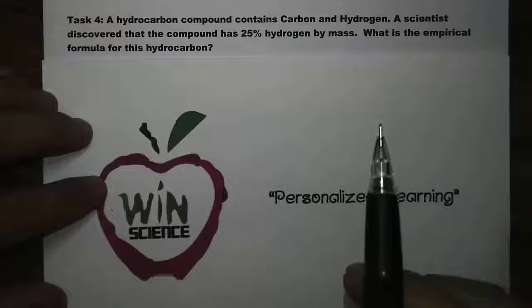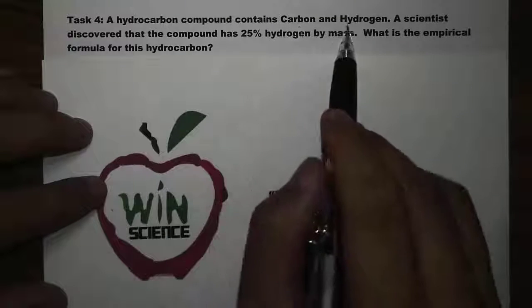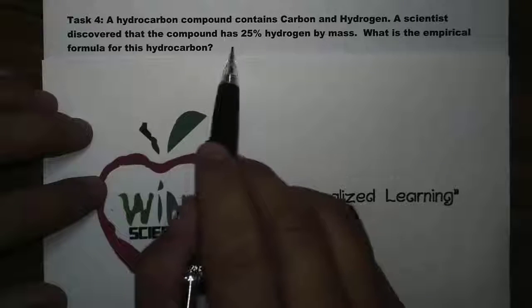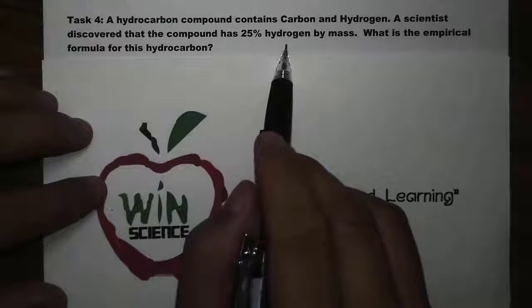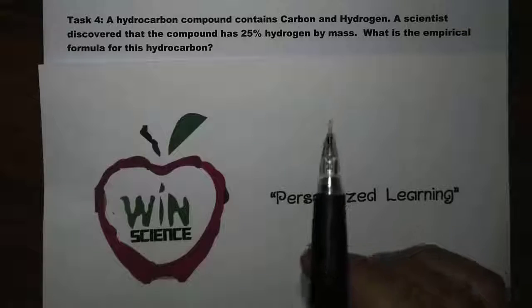Let's try another challenging problem. A hydrocarbon compound contains carbon and hydrogen. A scientist discovered that the compound has 25% hydrogen by mass. What is the empirical formula for this hydrocarbon? And if we look at this problem, notice how we are only given the percentage for hydrogen. What about carbon? But let's go back and think about a math scale.